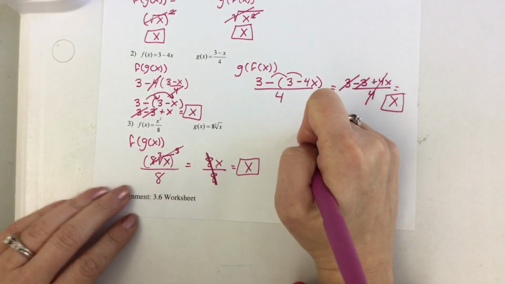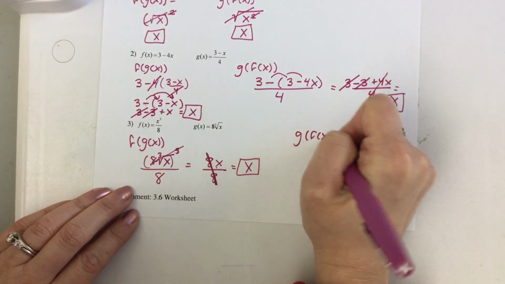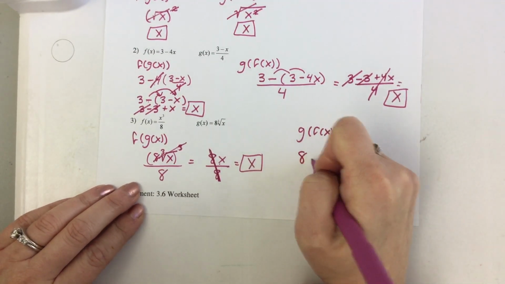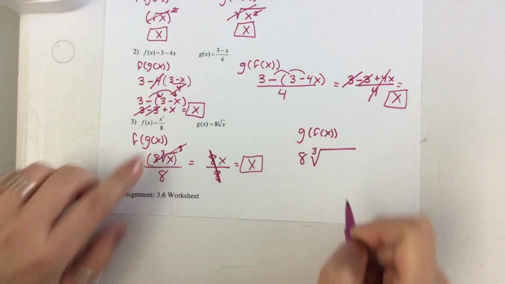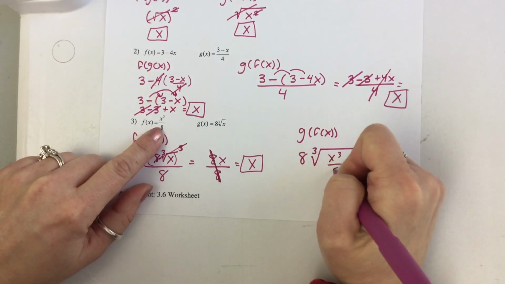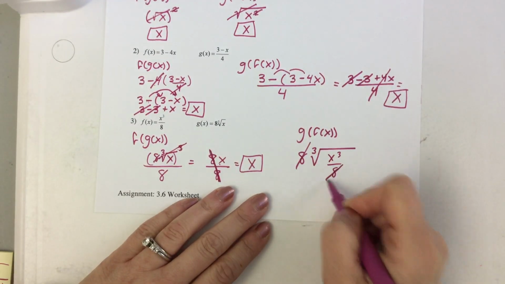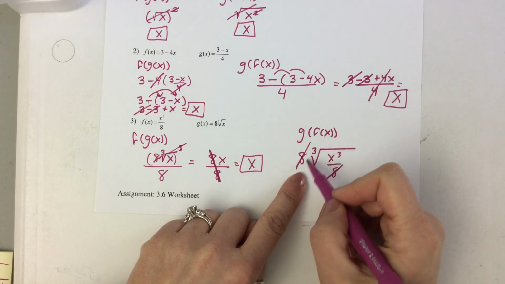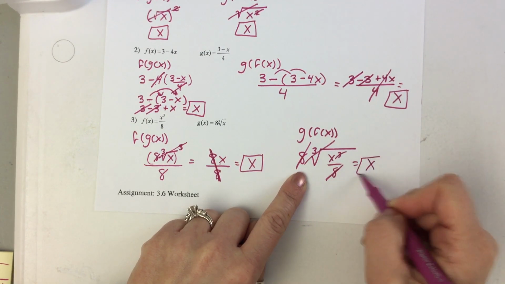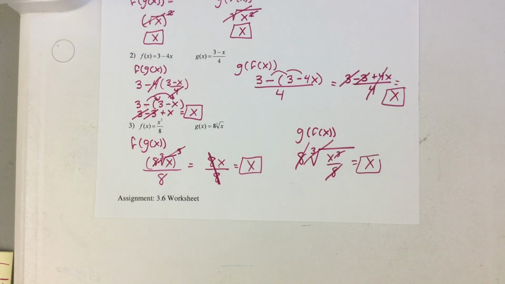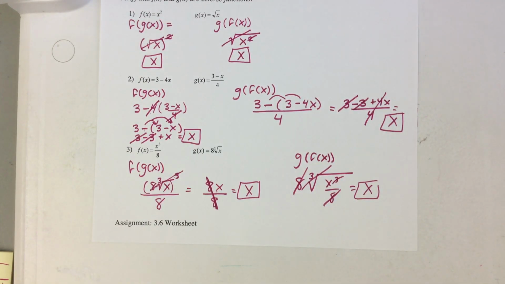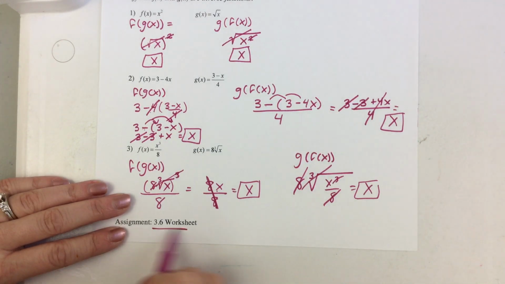Now if I go the other way, g of f of x. So 8 times the cubic root of x cubed over 8. Well, 8 cancels 8 because that's a denominator. Cubic root cancels a cube, so it's x. So the cool thing is just a lot of different things cancel. Cubic roots cancel cubes, like we see here. Square roots cancel squares. Anytime you multiply by a denominator, they both cancel. So you guys, that was 3.6.